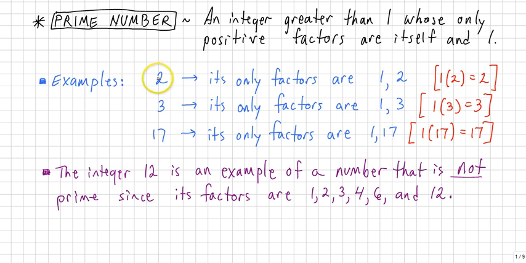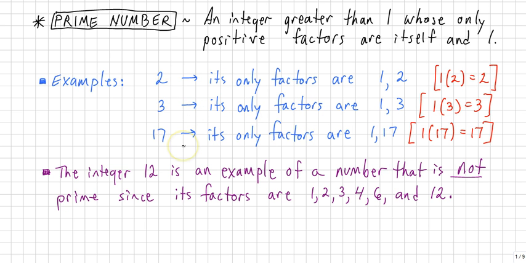So for example, 2 is a prime number because its only factors are 1 and 2. And don't forget what a factor is. Basically that just means 1 times 2 is 2. Those are the only two integers that you can multiply and get the number 2. And then 3 would be another example of a prime number, again because its only factors are 1 and 3. So the only two integers you can multiply together and get 3 are 1 and 3.